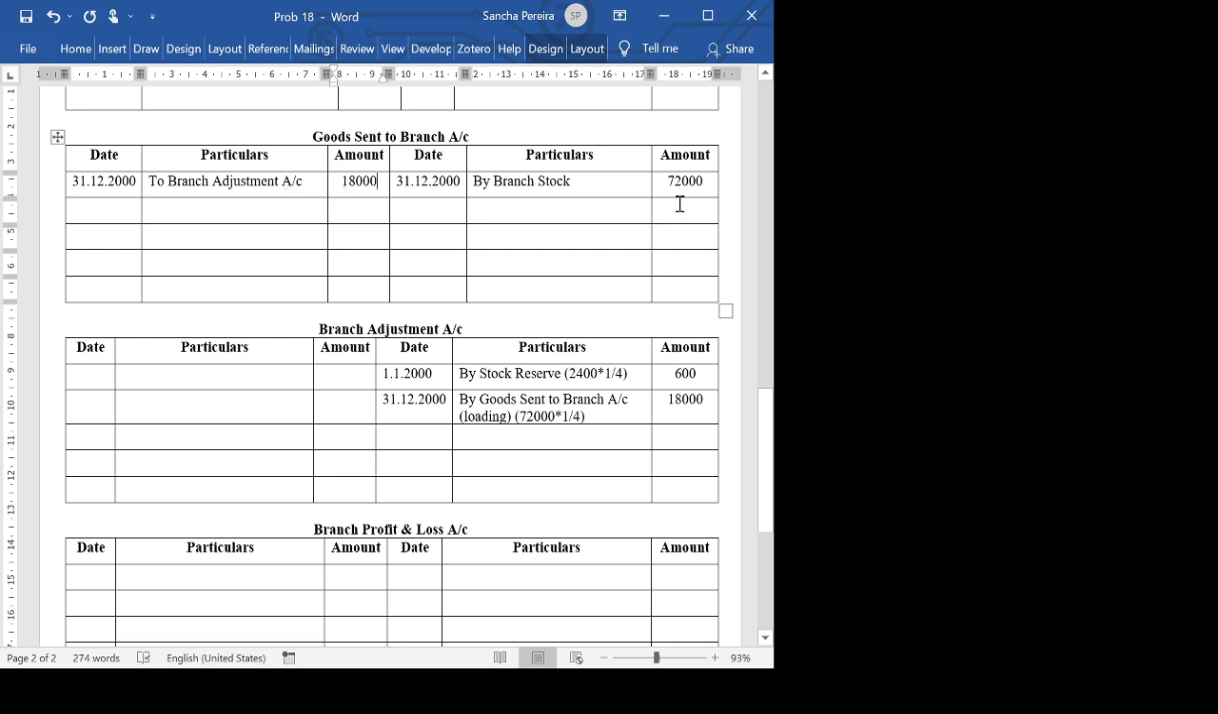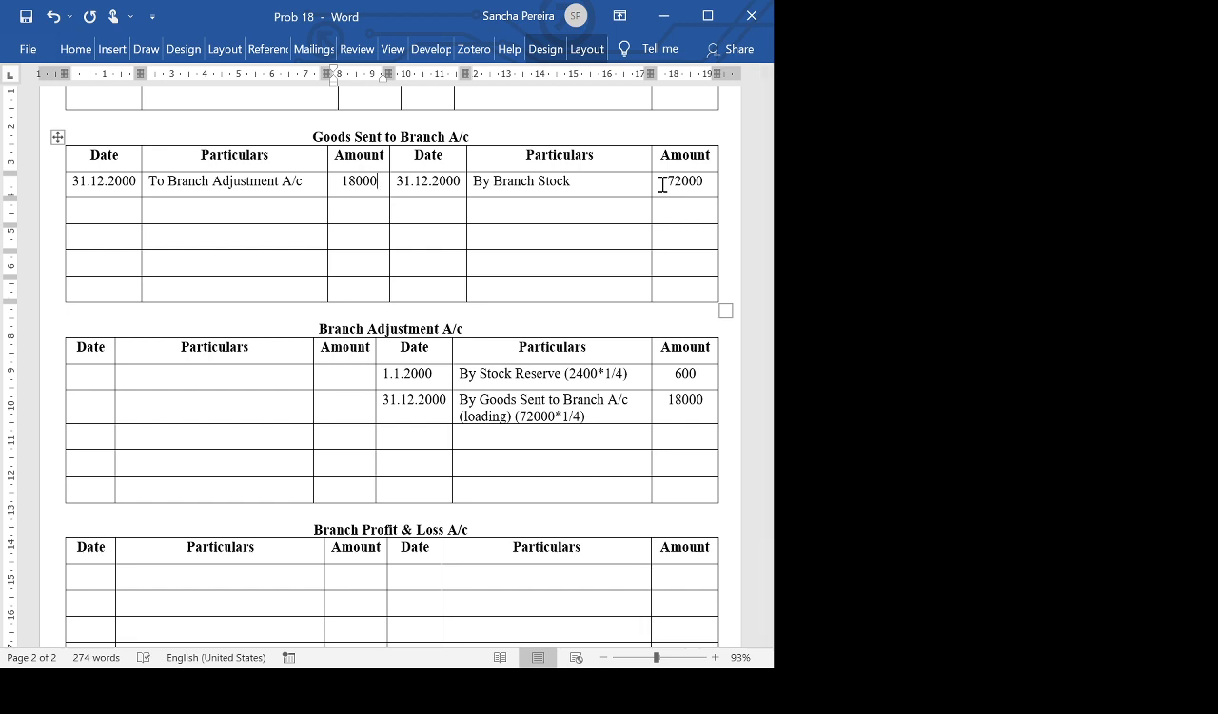you're showing loading. So if you go to see the cost of these goods, it would be 72,000 minus 18,000, which is 54,000. Okay, I hope this makes sense. You've shown the goods that have come in at invoice price, and on the other side you minus the profit element, that's the loading, to get the actual cost of these goods.